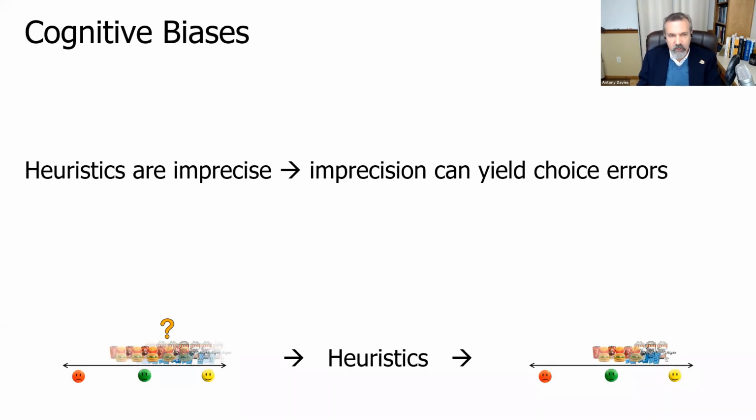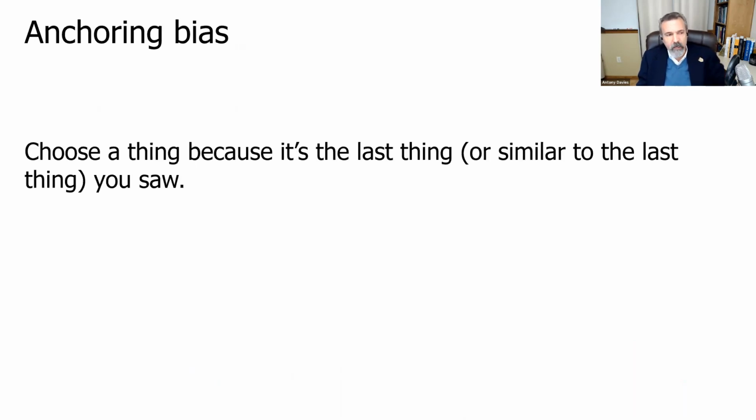Not because the heuristic is flawed. Well, the heuristic is what it is. It's better than making a random choice, but it's not perfect. It's not like pure information. And so you'll make errors. So let's talk about some of these biases that you can make.